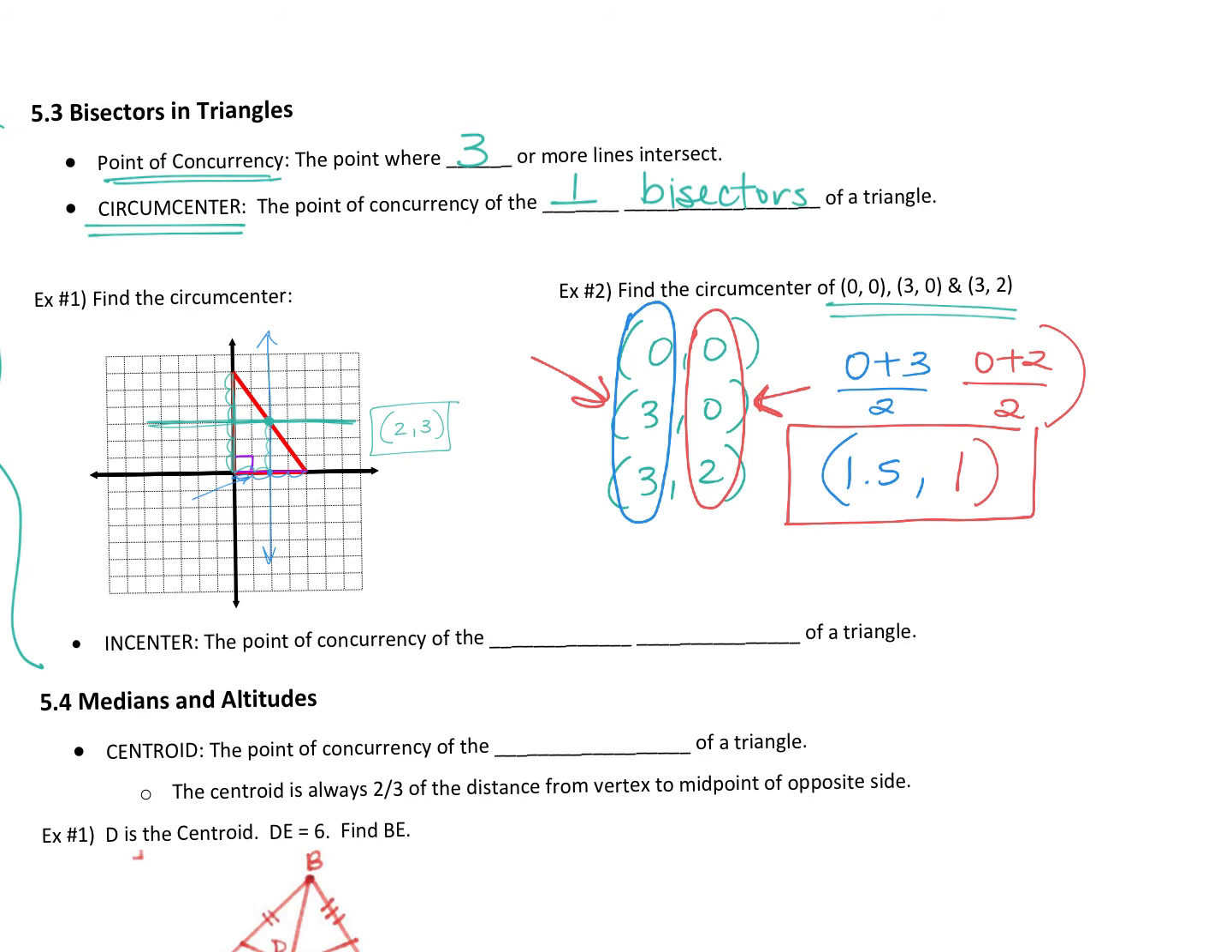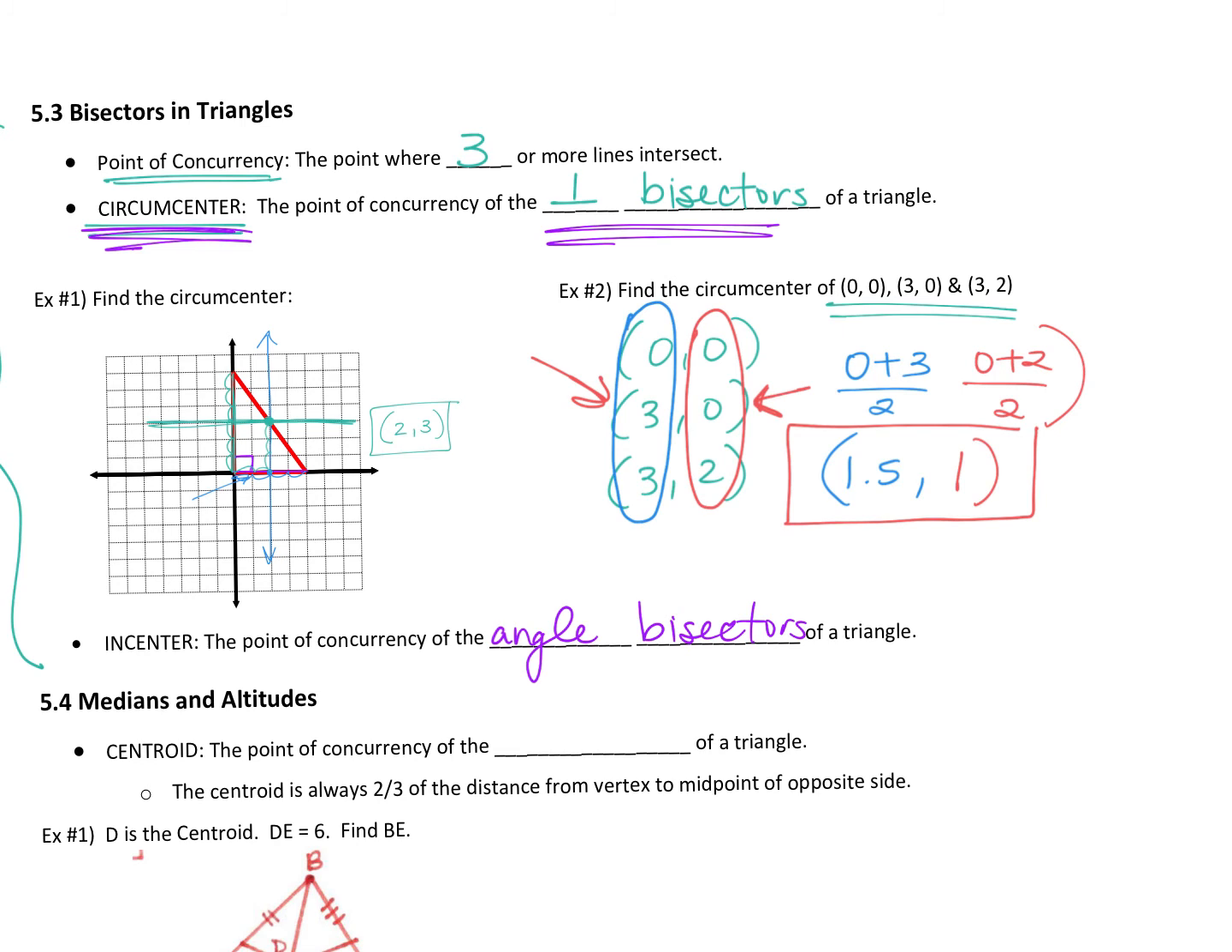Okay, last thing is the in-center, and we've talked about this already, so this is not new information. But the in-center is just the point of concurrency of the angle bisectors of a triangle. Okay. So when they ask you to find an in-center, they're asking you to find the angle bisectors. When they ask you to find the circumcenter, they're asking you to find the perpendicular bisectors. So just keep that straight, which one is which.